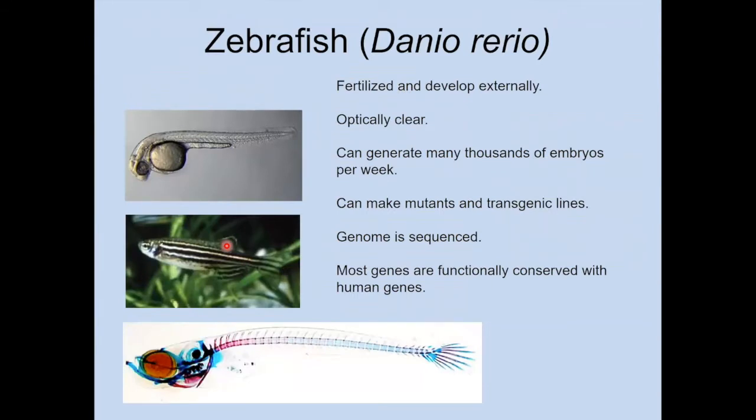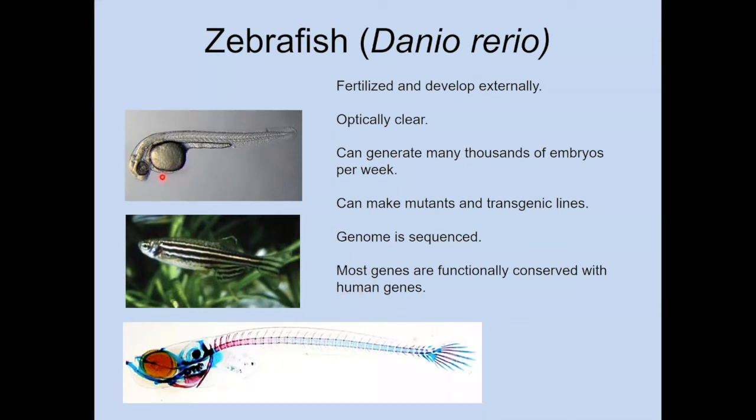There are several ways to do that. One way we do it is we use zebrafish. Zebrafish is a vertebrate that is fertilized and develops externally. They're optically clear, and we can generate thousands of these embryos per week. We can manipulate their genomes in the same way we can manipulate other organisms, and most genes are functionally conserved with human genes. So oftentimes when you make a mutation in a fish gene, it has the same effect as a human disease allele as well.